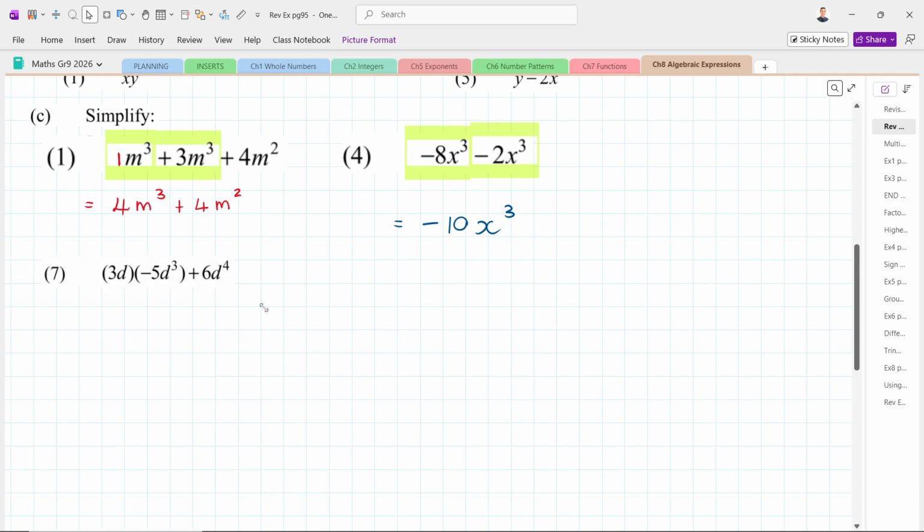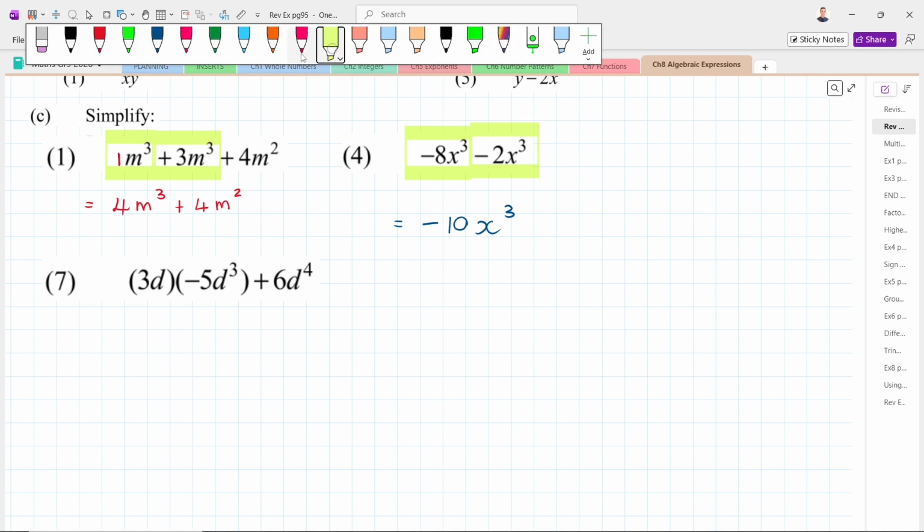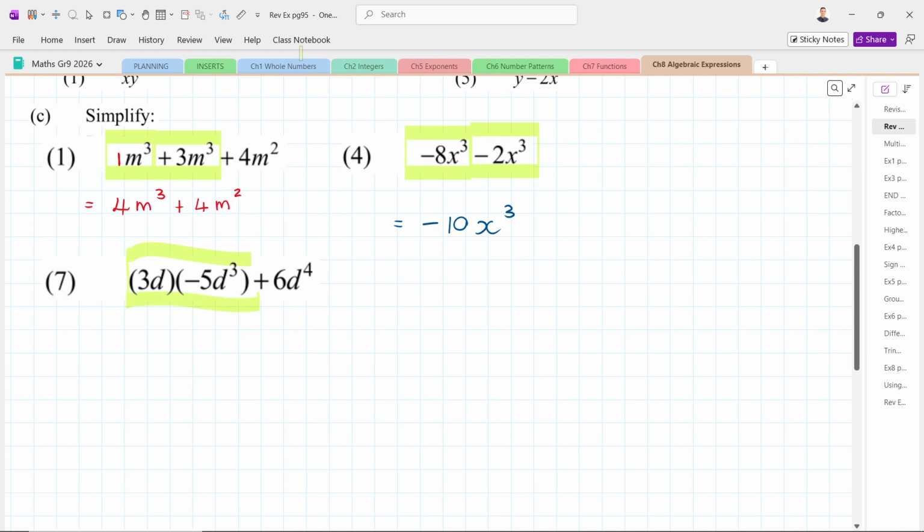Let's grab number 7. Now here's something else happening before we can look at like terms. So here's an addition, but here's multiplication, and BODMAS still counts. So we need to multiply these two terms together. I'm actually going to highlight it. This is where we're going to start.